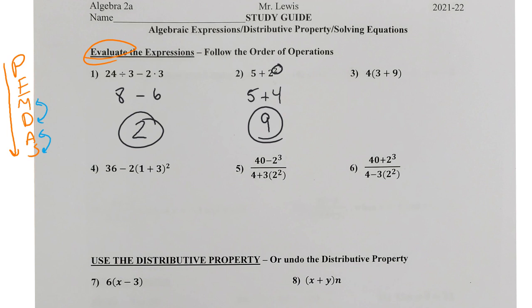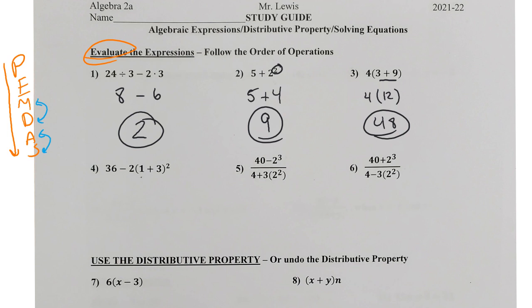Number 3, a lot of people use distributive property here, which is not wrong. I would never do that with only numbers. If that was like an X, I would have to use distributive property. But because it's just numbers, I'm going to do inside the parentheses first. 3 plus 9 is 12. Now I can do 4 times 12, which is 48. Remember, a number next to parentheses always means multiplication.